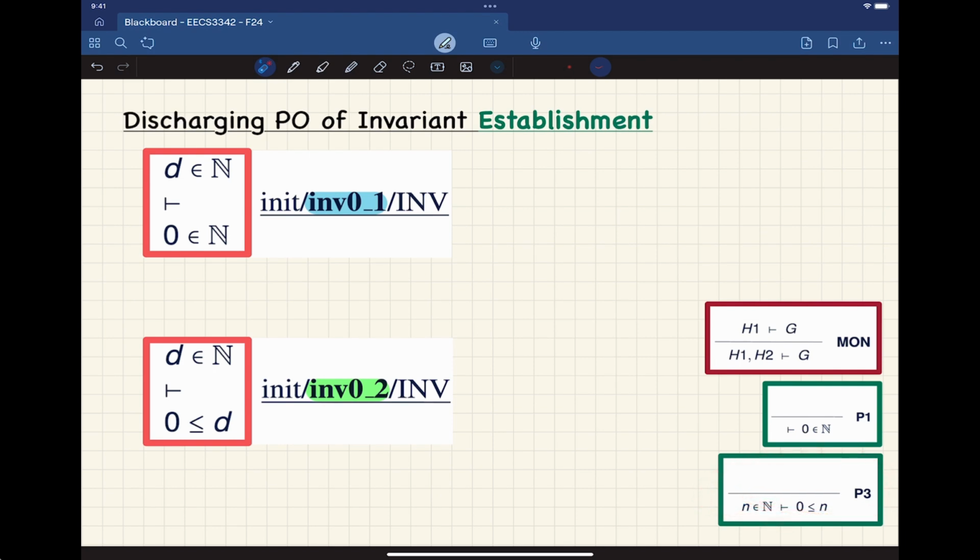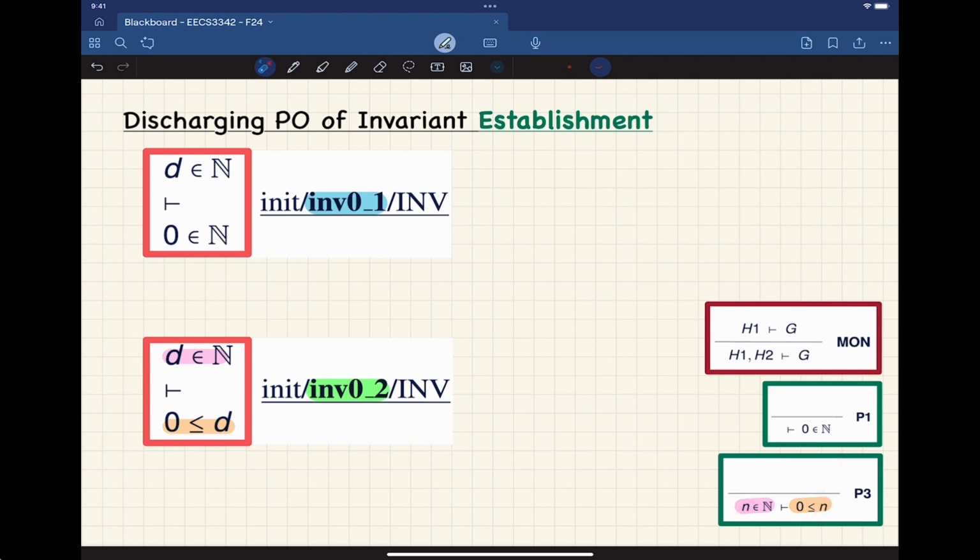How come? If you see the pattern here, 0 less than or equal to d, 0 less than or equal to n, and then d natural number, n natural number. So we're basically instantiating P3 over here by replacing n with d. That's what we're doing. All right?